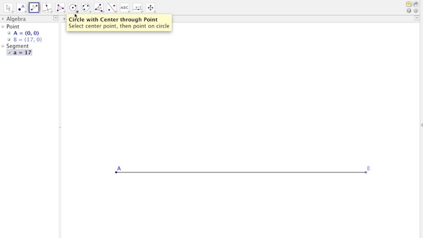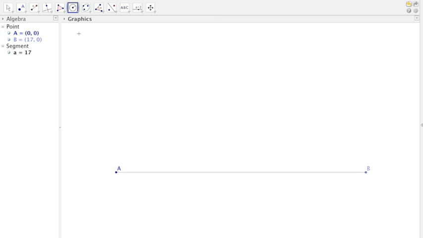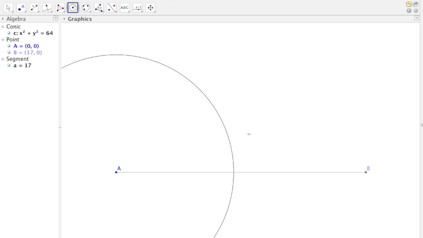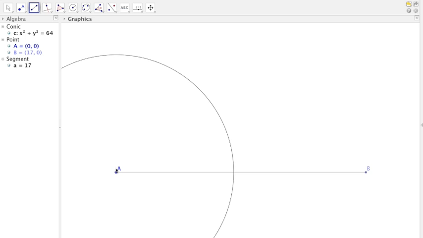And now there's a circle tool. It's called circle with center and specific radius. Its help text says select center and then enter a radius. One of the side lengths of this triangle was 8, so I'm going to click on point A and type in 8 for a radius. Any segment that is on that circle connected from A will be 8 units long.